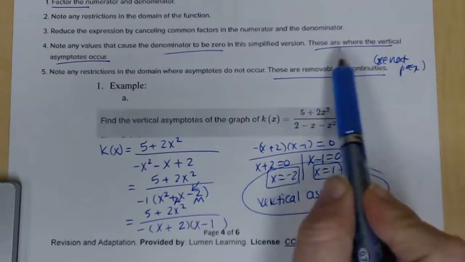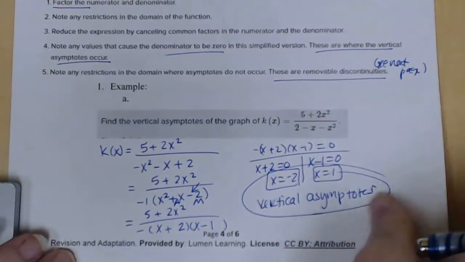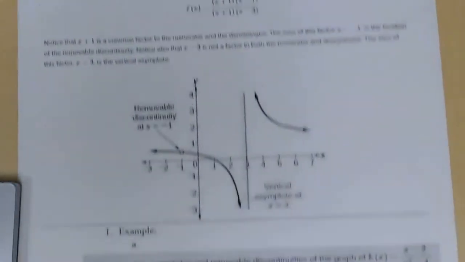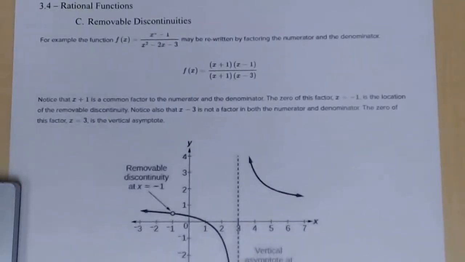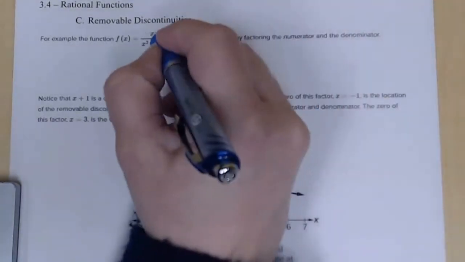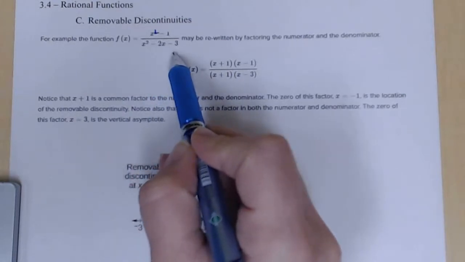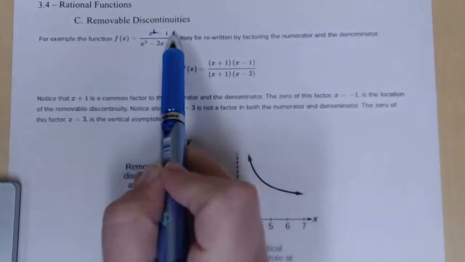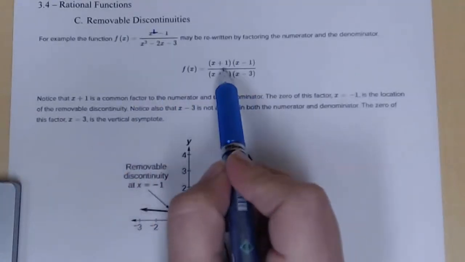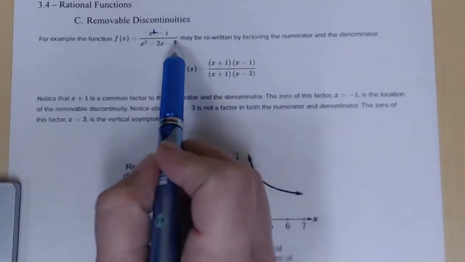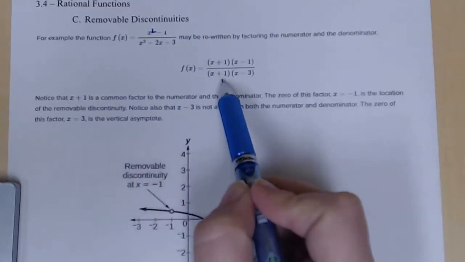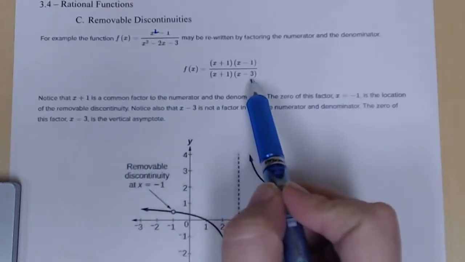Now let's dive a little bit deeper with this new vocabulary of removable discontinuities. For example, I thought a really nice example would help with this. Say we had this equation here, x squared minus 1 all over x squared minus 2x minus 3. We could rewrite it by factoring the numerator and the denominator. In the top, that's the difference of two squares, so x plus 1, x minus 1. In the bottom, we factor it like the previous problem, x plus 1 and x minus 3.